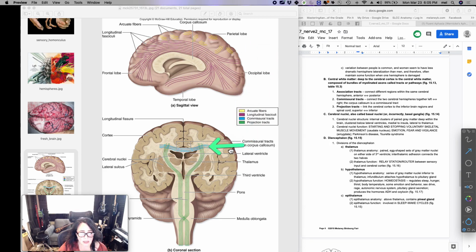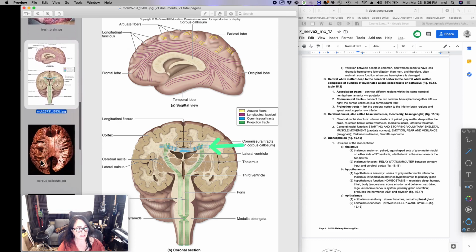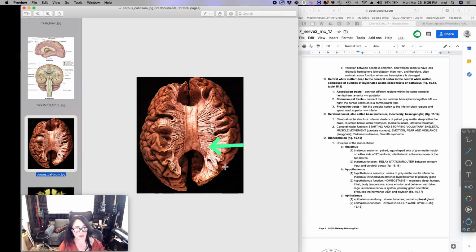This guy right here has wiring that connects the left and the right halves of the cerebral cortex. And so it goes through the middle. That guy right there is called a commissural tract. So it connects the 2 cerebral hemispheres together. A fantastic example of a commissural tract, just to put this together so that you'll have a much better visual, is our friend, the corpus callosum.